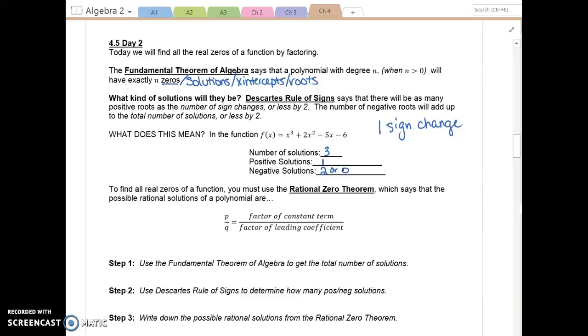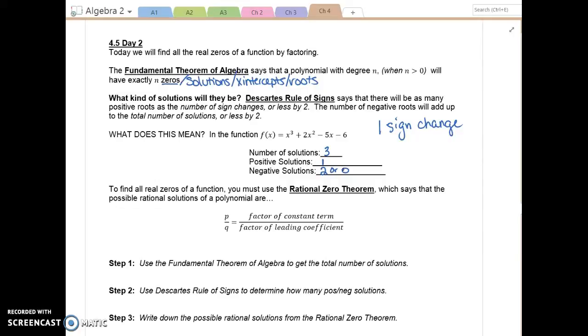This is kind of a bummer, because there might be imaginary solutions. There are 3 solutions, but 2 of them might be imaginary. So there's definitely one real positive solution. There might be 2 solutions that are real numbers, or there might be no solutions that are negative because they're both imaginary. And we'll get into why we think about that in a minute.